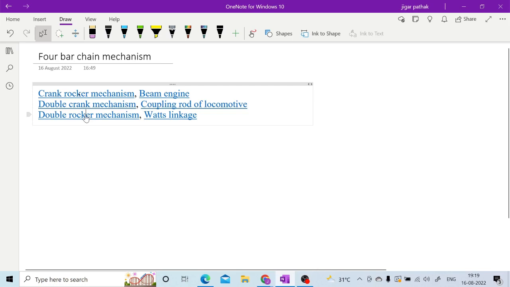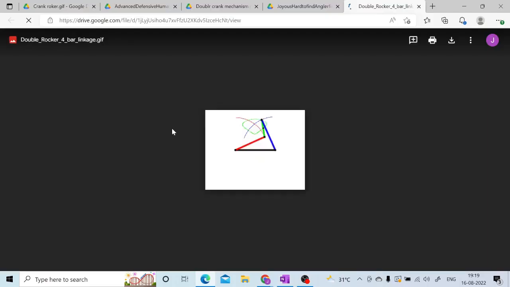And the last one is the double rocker mechanism. The double rocker mechanism is going to be achieved when the opposite link of the crank is fixed. Here the crank is this one, the smallest link, or you can say it is going to be achieved when the opposite link of the smallest link is fixed. So this green one is the smallest link, and opposite to that particular link is fixed in order to get this double rocker mechanism.